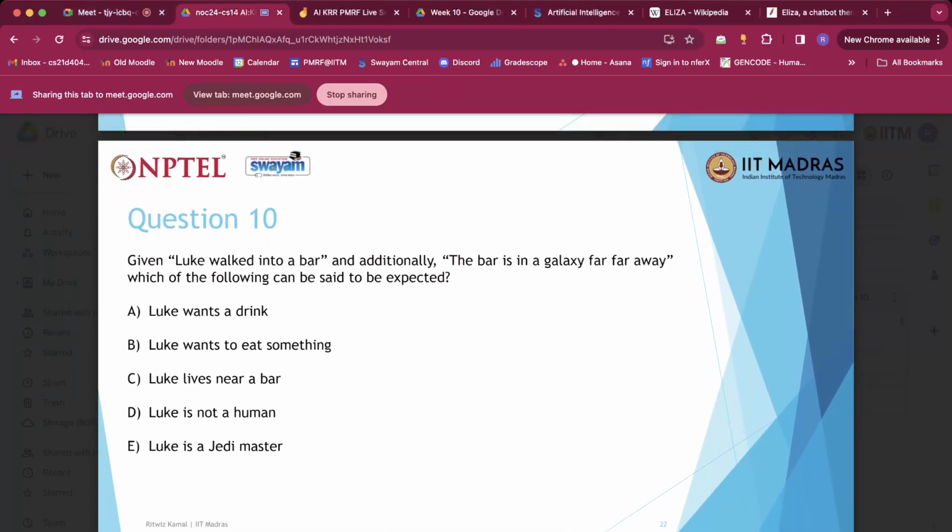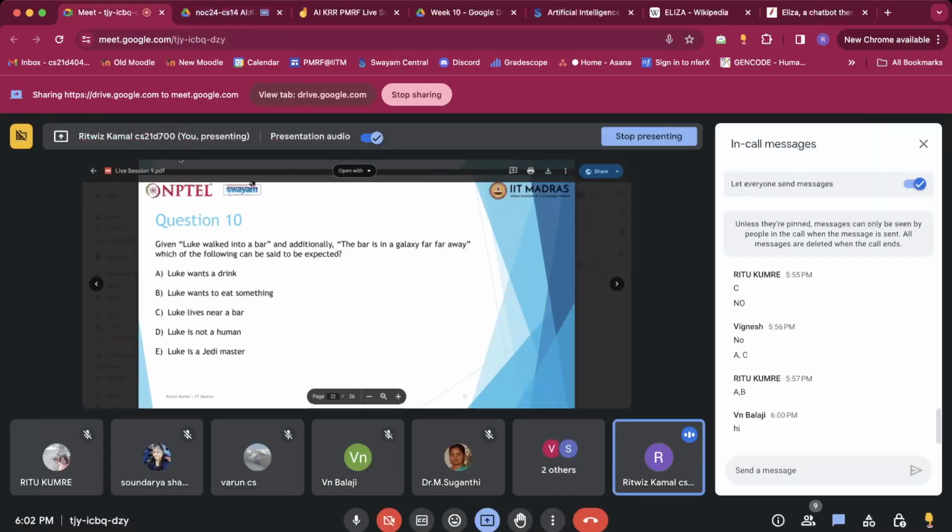Right, so the next question tells us that in addition to the fact that Luke walked into a bar, we are given that the bar is in a galaxy far, far away. Okay, so for some of you that might be familiar with this common quotation from the Star Wars movies, you would understand why this is the case and why some of the options are over here. So, just to add to the fun element of the question. So based on these two sentences that are given to you, Luke walked into a bar and the bar is in a galaxy far, far away.